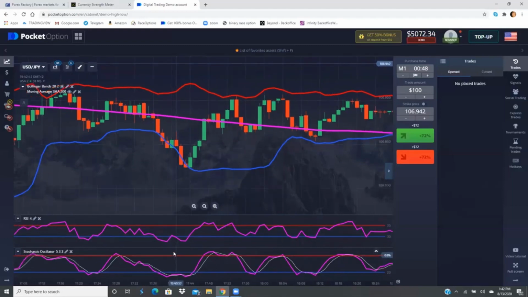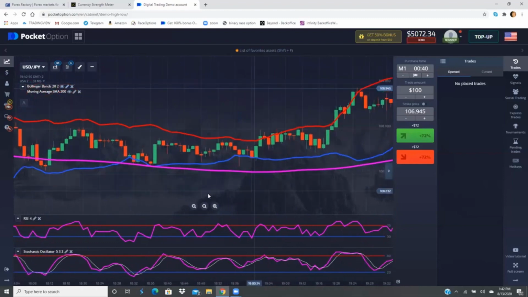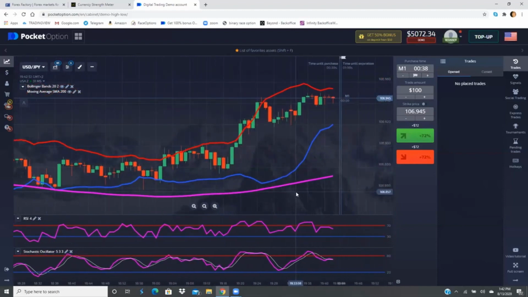So it's the same thing on both stochastic and the RSI. It's a roller coaster going up and down, okay? Next, I'm going to add in one more indicator. Like I said, this is a little more advanced video, and we're going to look at all the indicators to match up on this video.